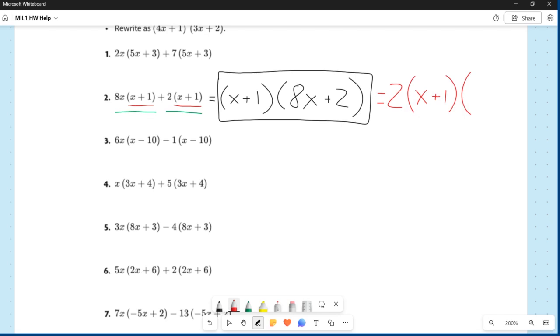But then my second binomial, because I factored out a 2, I want to divide each of those terms by 2, giving me 4x plus 1. And that would be the fully factored form of this expression. And again, the directions did not say to do that, so we're good with our original answer. But if you did notice that our second binomial here had a common factor of 2, good job, gold star.